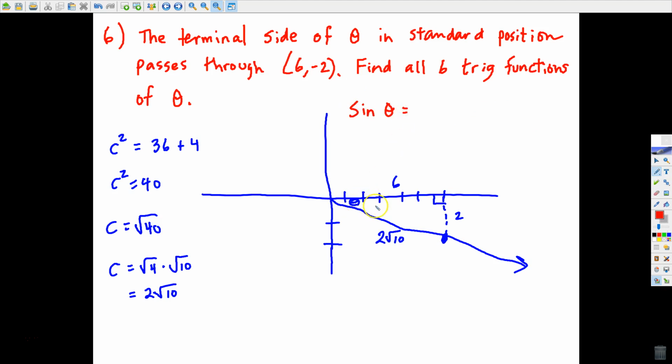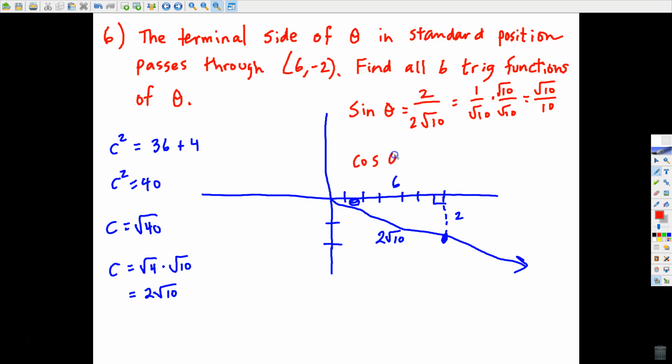Okay, sine theta is the opposite side over the hypotenuse. So it'll start like this. And when we reduce, we get 1 over the square root of 10. And we always want to rationalize, so we don't want to leave radicals in the denominator. And so sine theta will just be the square root of 10 over 10.